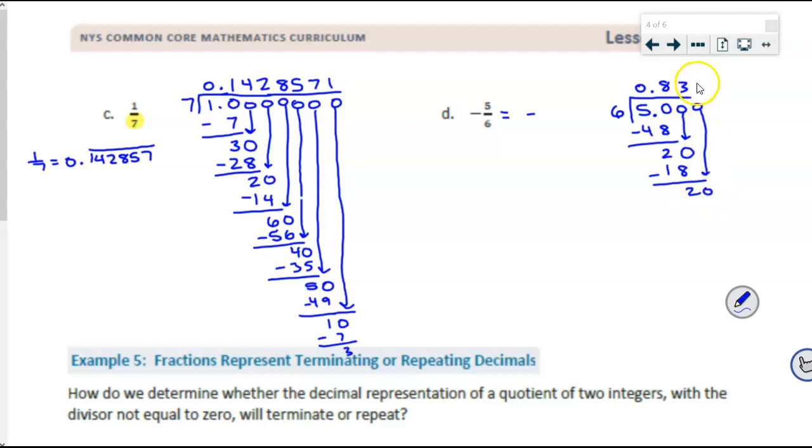6 going into 20, 3 times. We see that repetition now. Put those ellipses there too. So we end up with negative 5/6 is equal to negative 0.83. Where should that overbar go? Just over the 3. The 8 is not repeating. Only that 3 is repeating, so we only put the overbar over the digit that repeats, which is the 3.